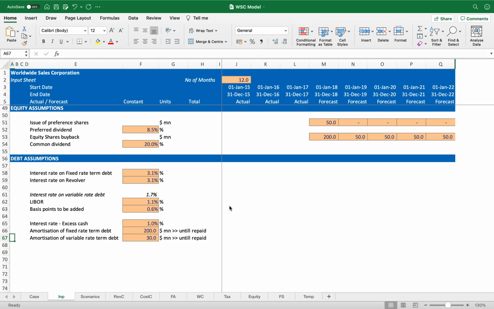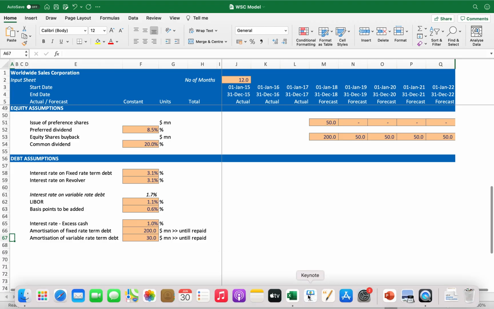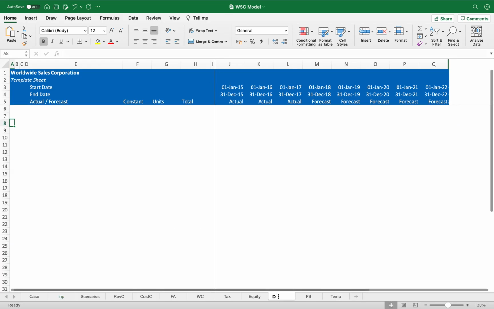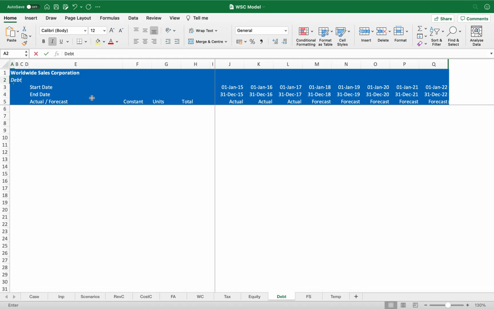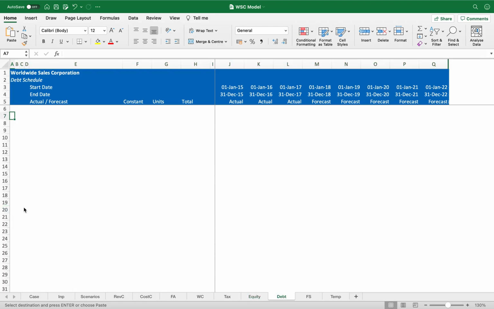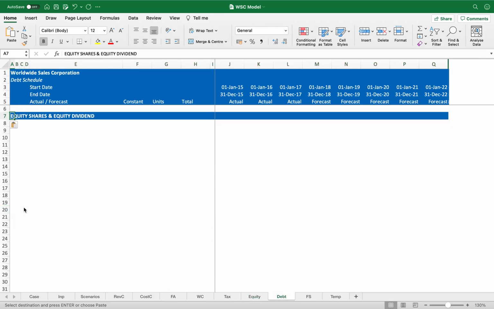All right, so these are my debt assumptions. Now you know the drill, we need a separate debt schedule for this. So let's just copy our template sheet and rename it as debt. Don't forget to change the name, debt schedule. Reach till this point, guys?